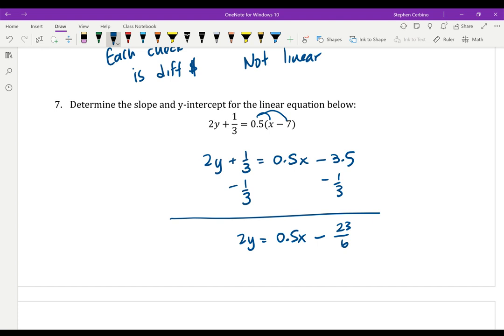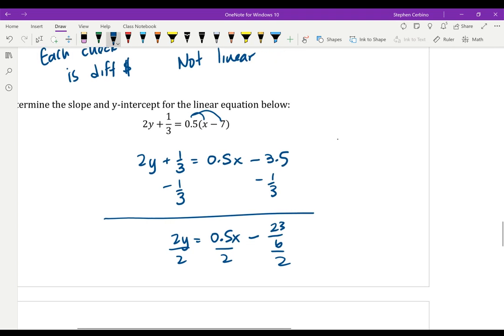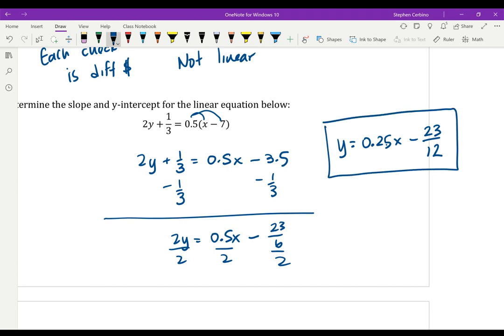I then have to divide everything by 2. Well, if I divide 0.5 by 2, I'm going to get 0.25. That's a nice decimal, so we'll leave that one. But if I divide 23/6 by 2, I'm going to get a nasty decimal. And that decimal is going to convert to the fraction 23 over 12. Remember, to get the decimal into a fraction in your calculator, it's math, enter, enter.